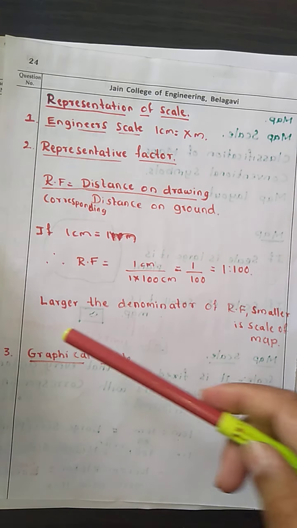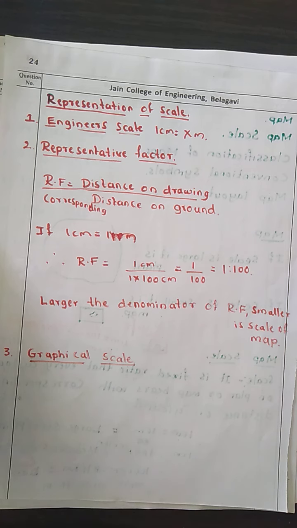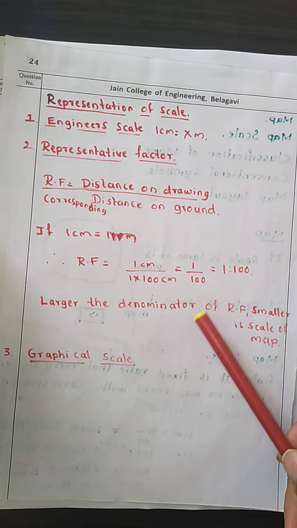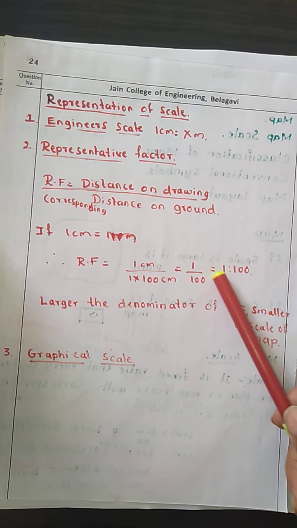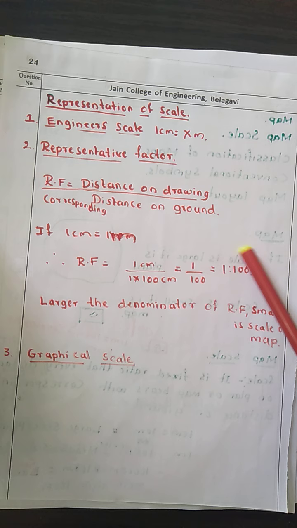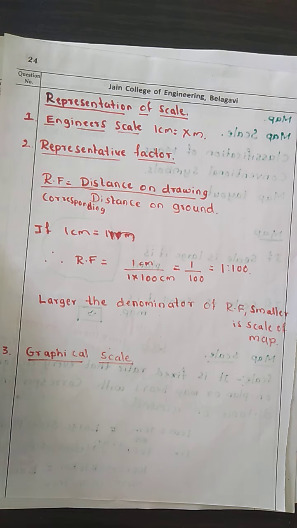Now, one thing we need to understand regarding the representative scale is that the larger the denominator of a representative factor, the smaller the scale will be. Larger the denominator of the representative scale, the smaller is the scale of a map. This we need to understand.